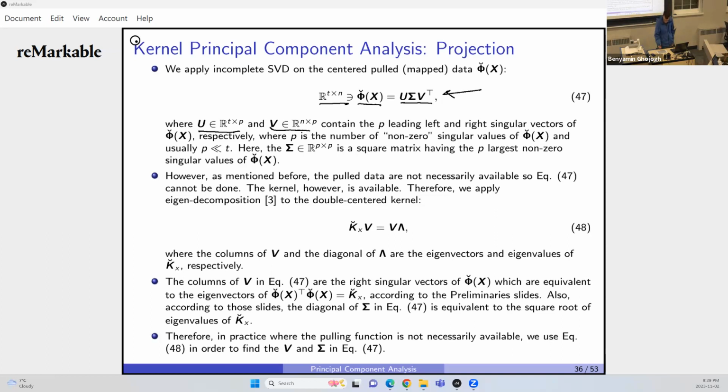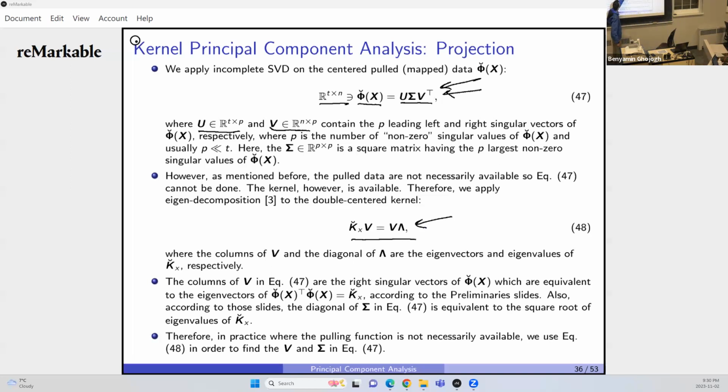But rather than applying SVD on phi, let's apply EVD, eigenvalue decomposition, on the kernel, because of the same relation that we proved between SVD and EVD. What is V here? V is the right singular vectors of phi, equivalent to eigenvectors of phi transpose phi, right? We proved that, recall preliminaries. What is phi transpose phi? Kernel. That's the reason. It's equivalent to this.